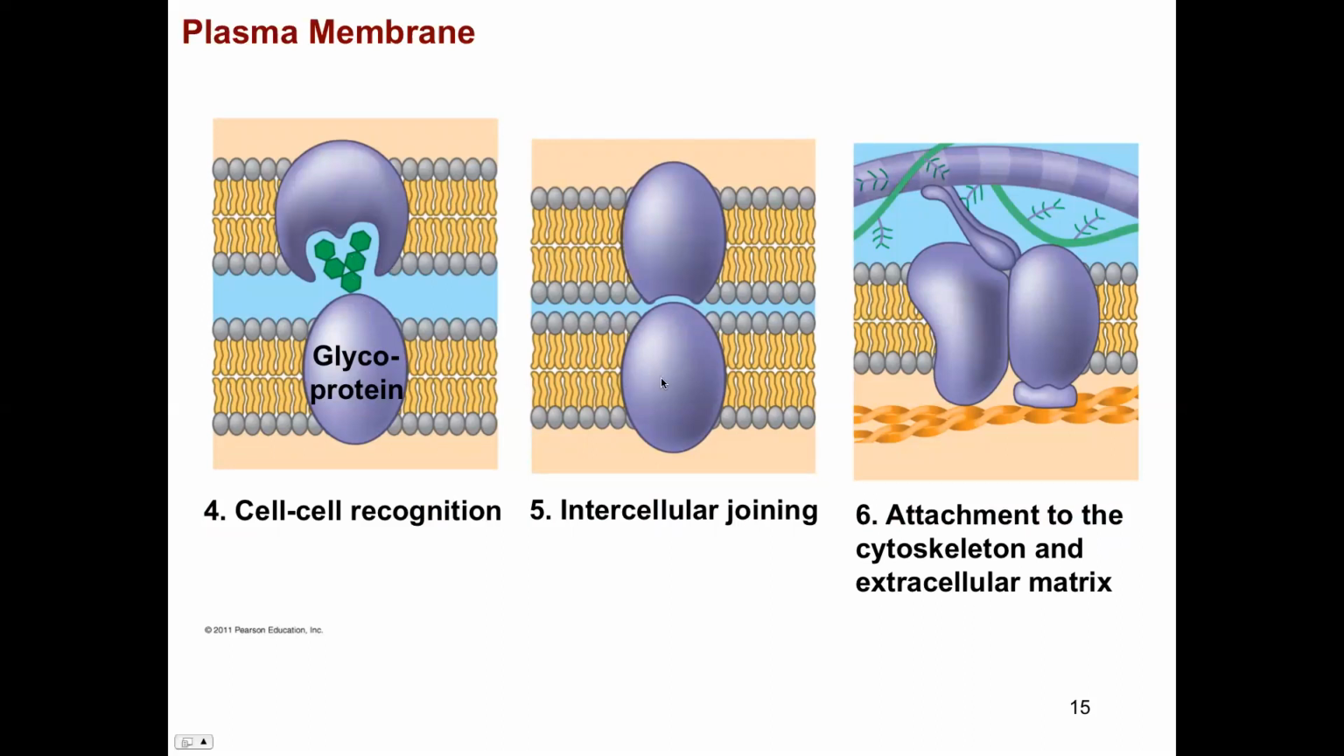Others that we'll talk about when we get into chapter 4, the next chapter, are ones that will join cells together in sheets in different tissues. And others will help the cells attach to proteins on the extracellular side. So things like collagen and fibronectin, right? And that cross-links, it joins then to the cytoskeleton on the inside, all right?